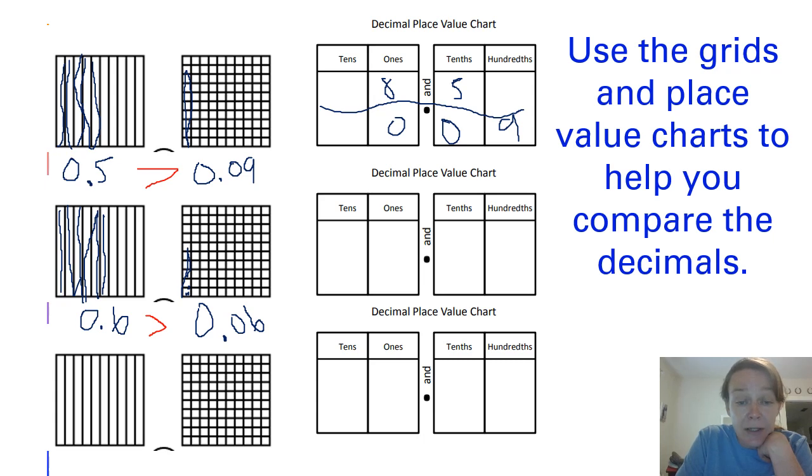And we're going to put them in the place value chart so we can see. 6 tenths, 6 hundredths. Again, all we would have to do was go place value by place value. They both have 0 wholes. We move over to the next place value. This one has a 6 in the tenths, and this one has 0 tenths. That makes this one larger. All right. Well, let's do one more.